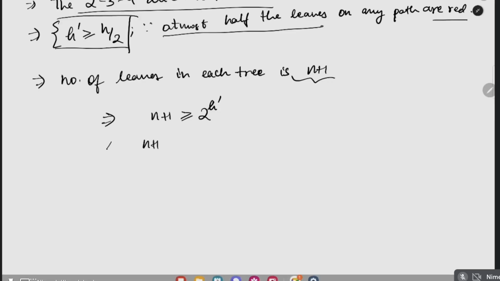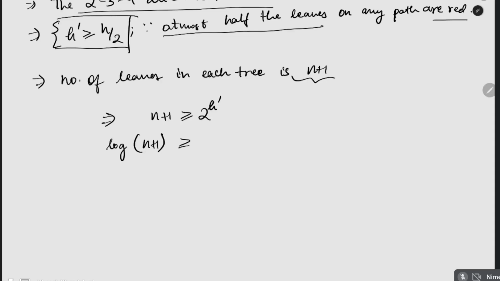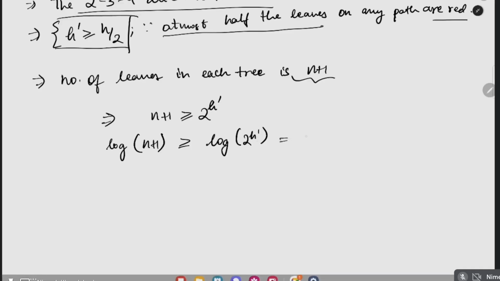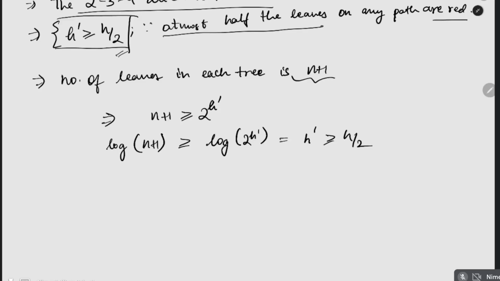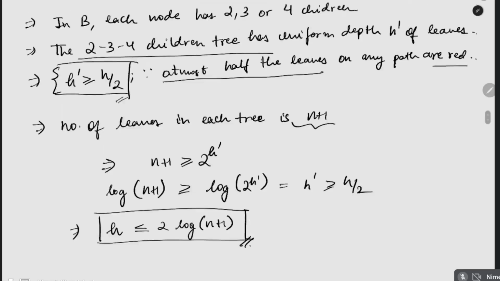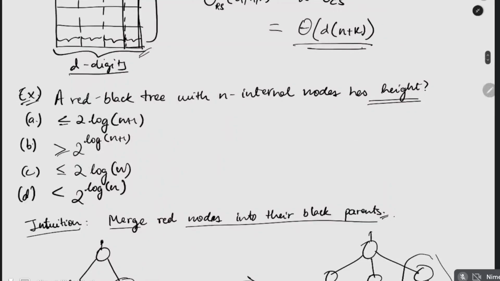If we take log base 2 on both sides, the sign does not change because this is a monotonic function. This is h prime, and we know that h prime is greater than or equal to h over 2. It means that the height of the original tree is less than or equal to 2 times log of n plus 1. So we have an upper limit on the depth of the red black tree.